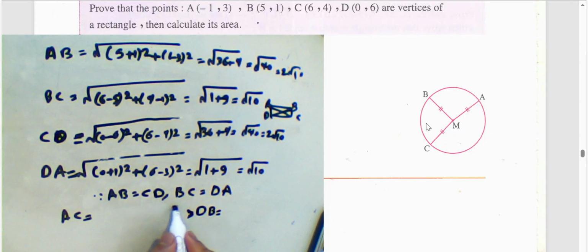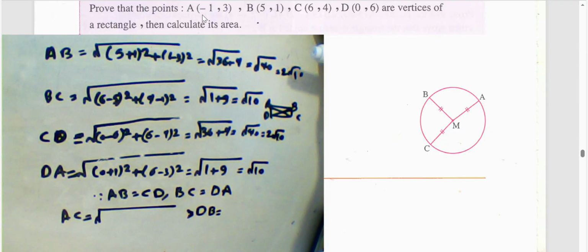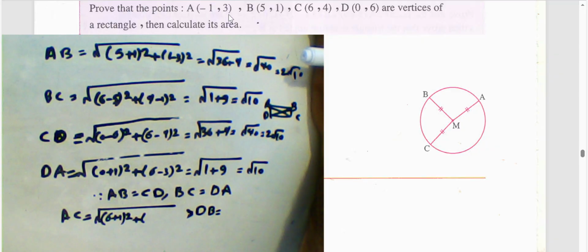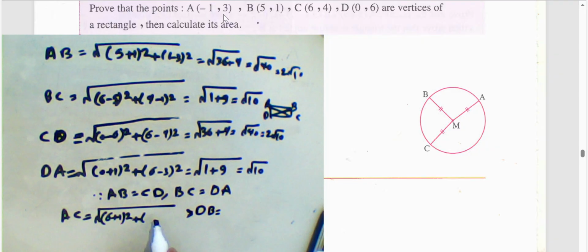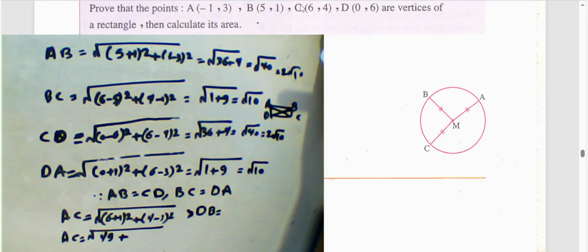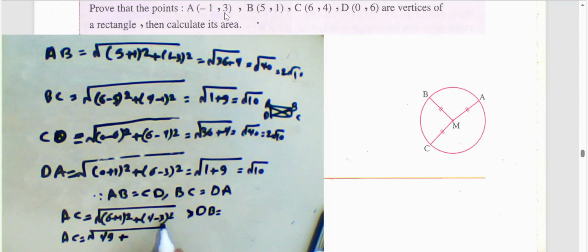Now I will find the length of AC. Look with me, we have A and C here. 6 minus negative 1 all power 2, it will be 6 plus 1 power 2, and 4 minus 3 all power 2. 6 plus 1 is 7, 7 power 2 is 49. 4 minus 3 is 1, 1 power 2 is 1. The result will be square root of 50. It will be 5 root 2. Okay, and BD.